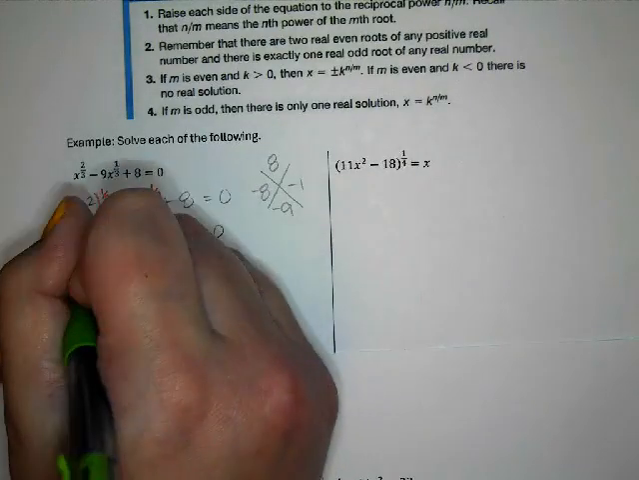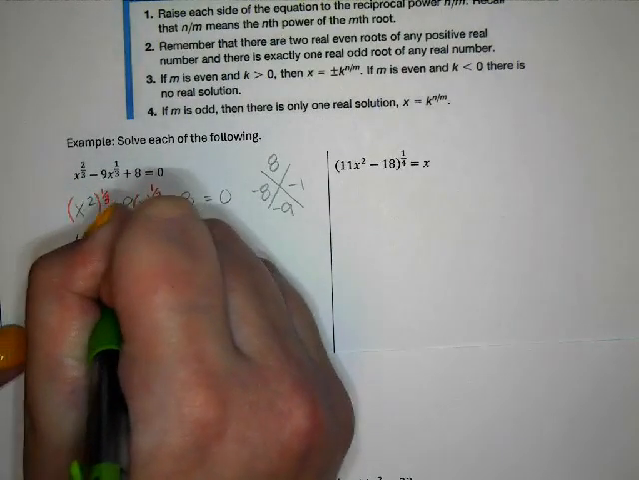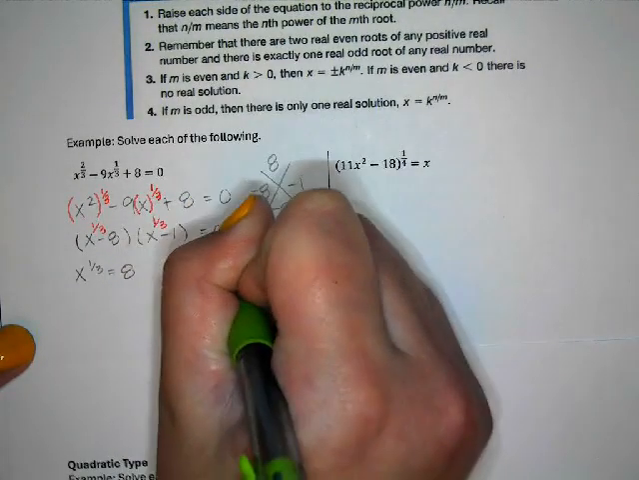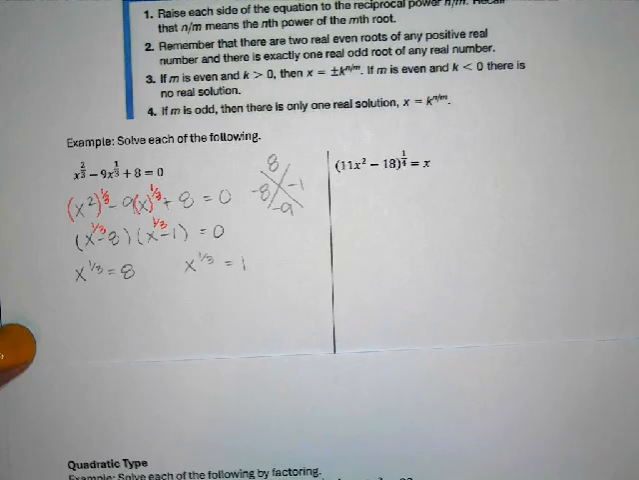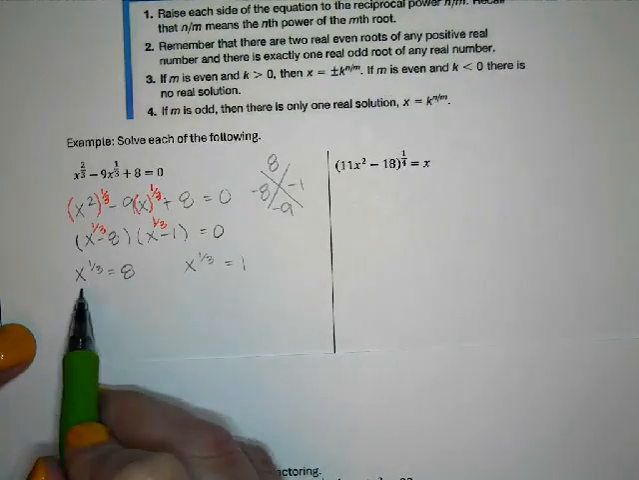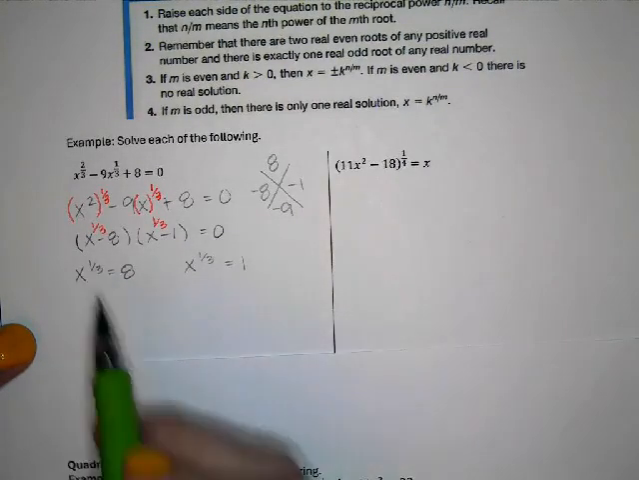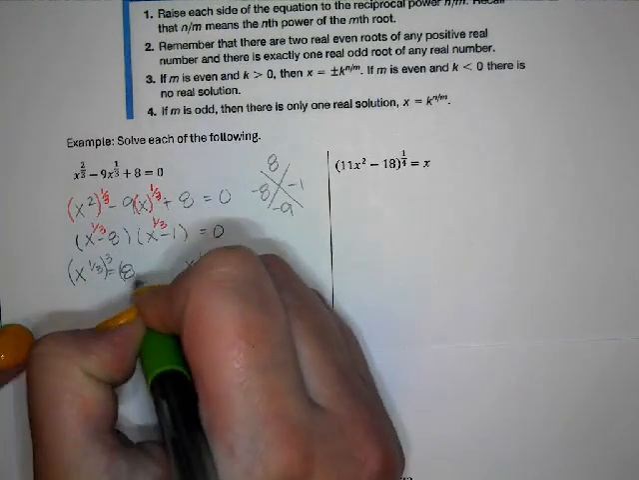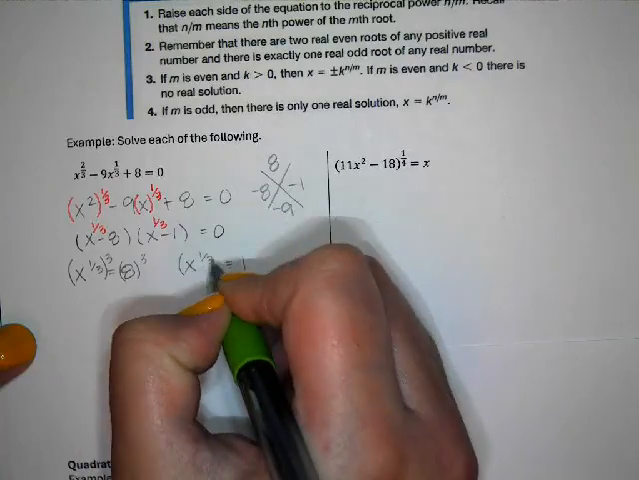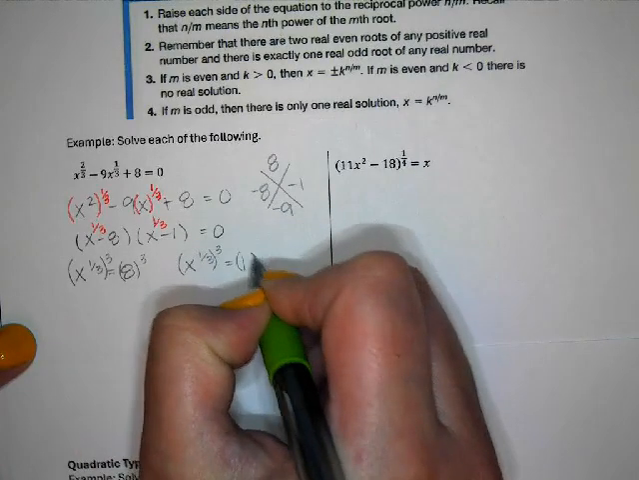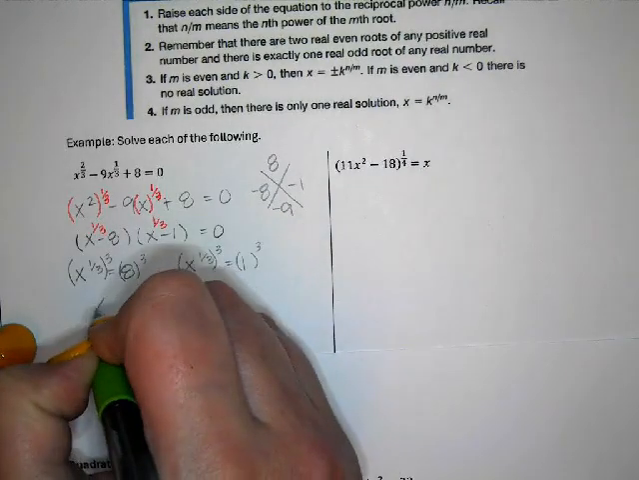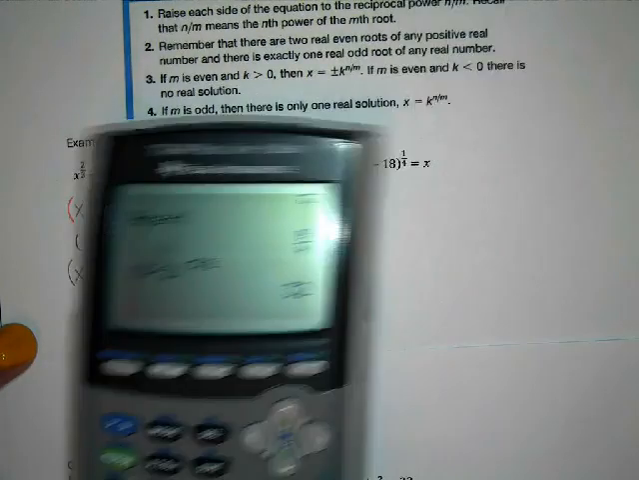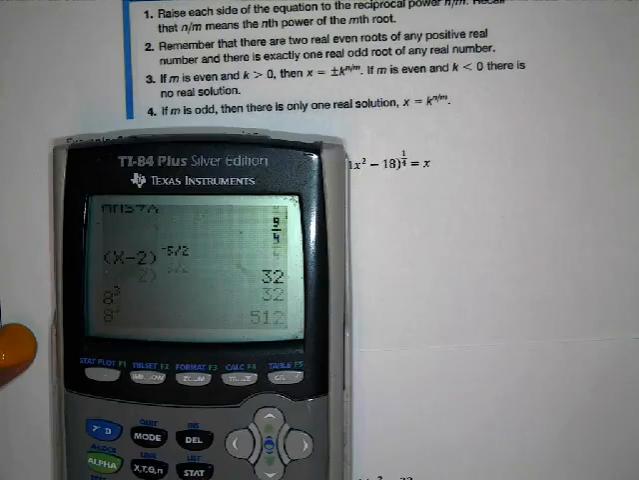And then to solve this for x, to get the 1/3 to go away, I just have to raise each side to the 3rd power. That first one's going to be a big number. So x is 8 to the 3rd, 512. x equals 1 to the third, which is 1.